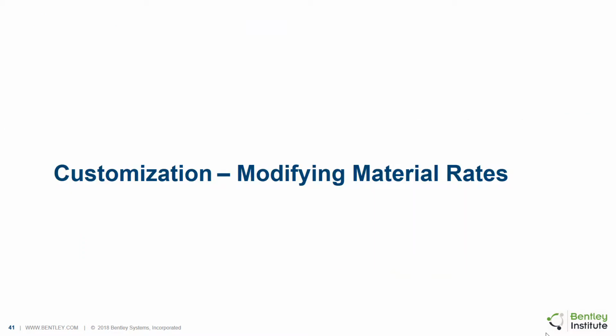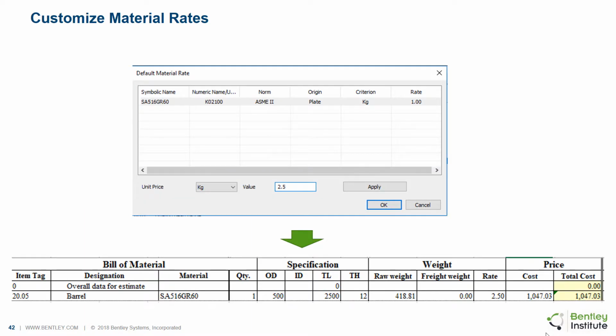Similar to our previous exercise, let's look at how to customize the material rates. As we saw earlier, the material cost can be updated every time a cost estimation is run by using the default material rate option as shown here. However, it may not be feasible to always change the material rate manually, or perhaps the user wants to create separate configuration files with different material rates.